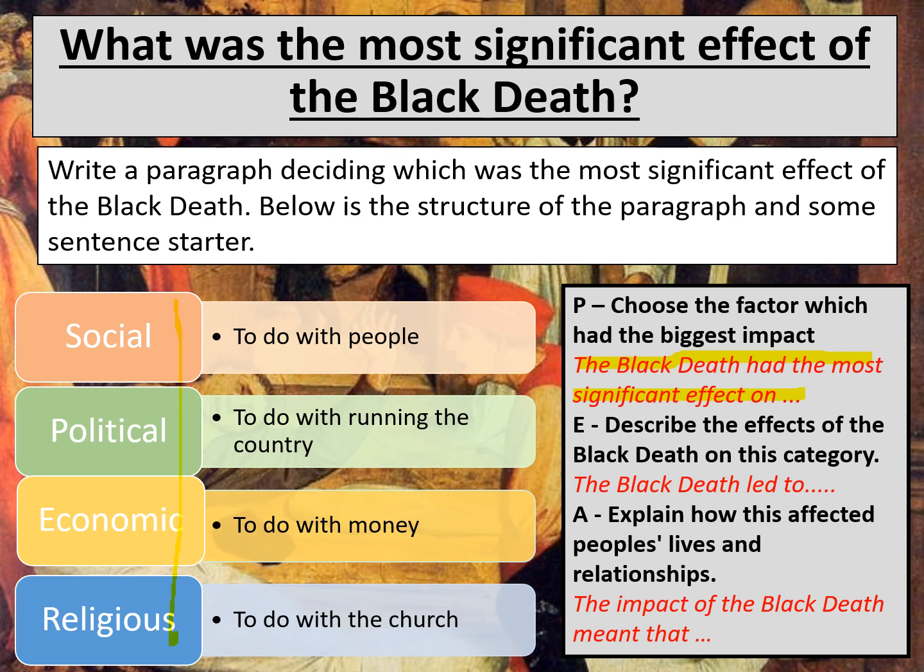E is where you need to describe the effects of the Black Death on this category. So for example, if you chose to talk about the social impact, you need to talk about how this led to the peasants wanting more for themselves. Whereas if you talk about the economic impact, you can talk about the fact that there was a great shortage of workers. Again, you can see that in red, I have given you a sentence starter to help you.